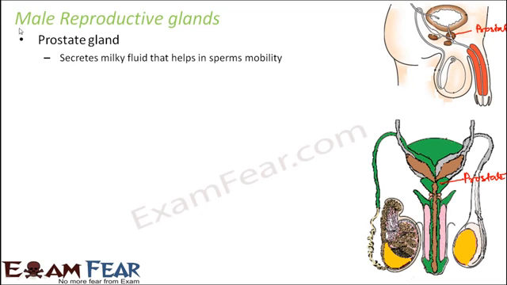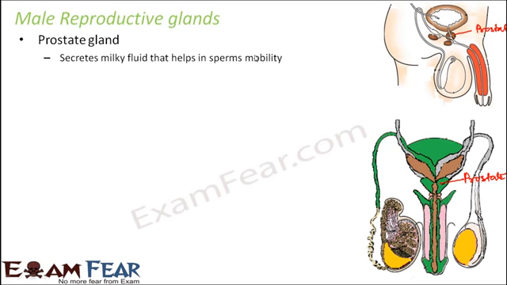Right? So this prostate gland secretes a milky fluid that helps in sperm's mobility. Now something is common to all the glands. Whatever reproductive glands we talk about, what is important in them is their secretion. Secretion from these reproductive glands constitutes seminal plasma, and this seminal plasma helps in the mobility or the transportation of sperms. So we will see that. This prostate gland also secretes a milky fluid, and this fluid helps in sperm's mobility.